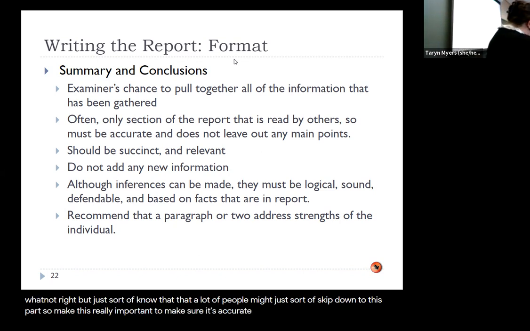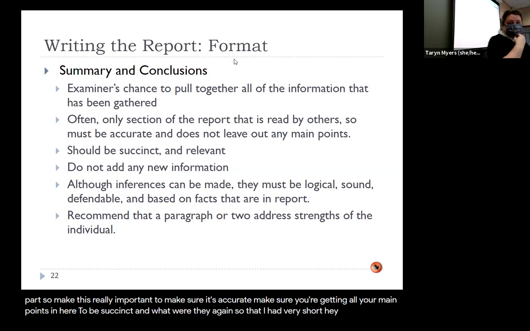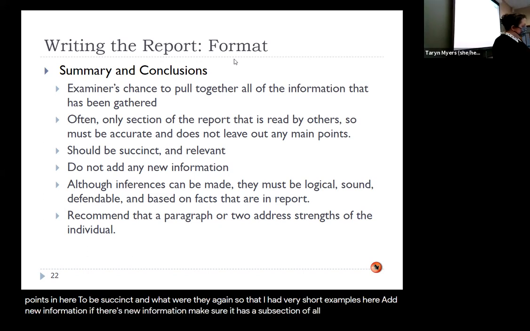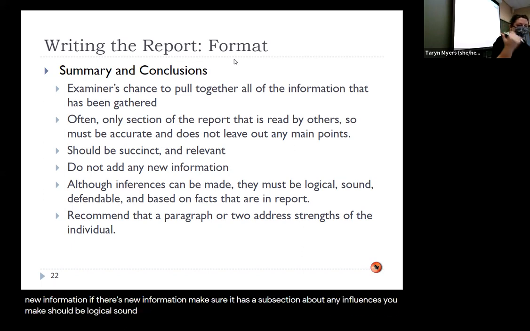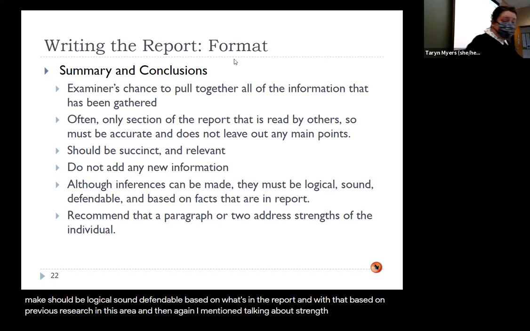Make sure it's accurate, make sure you're getting all your main points in here. Try to be succinct and relevant. Again, sometimes I had very short examples here. Do not add new information. If there's new information, make sure it has a subsection above. Any inferences you make should be logical, sound, defendable, based on what's in the report, and based on previous research in this area. And then again, I mentioned talking about strengths being really important.